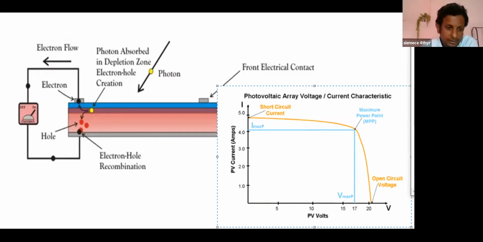We can develop this kind of device with the help of silicon, germanium. All these materials can be used to build solar cells.